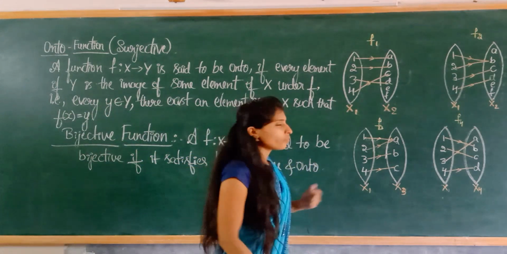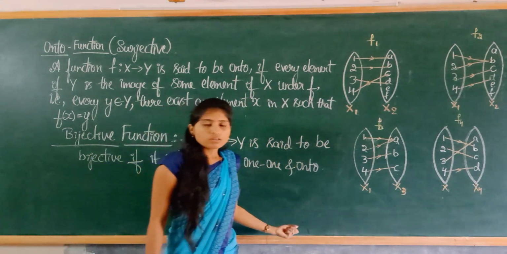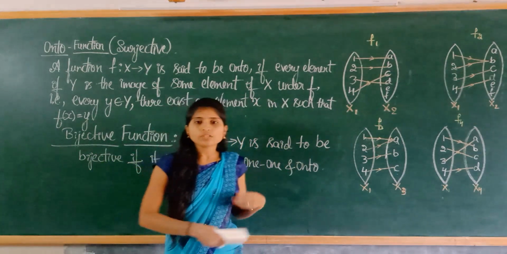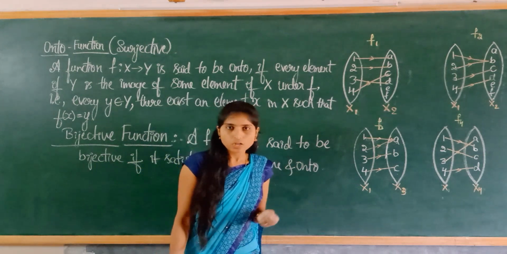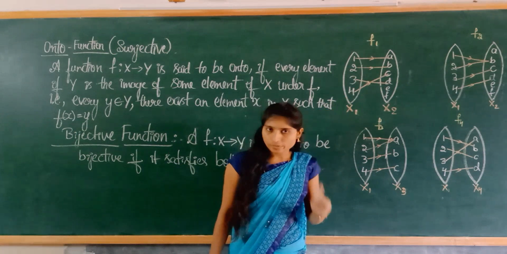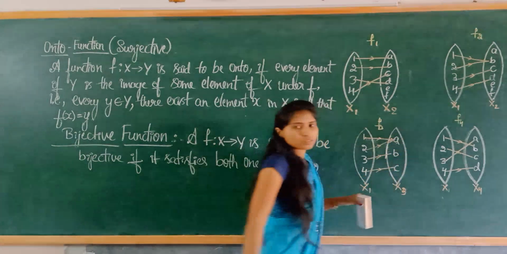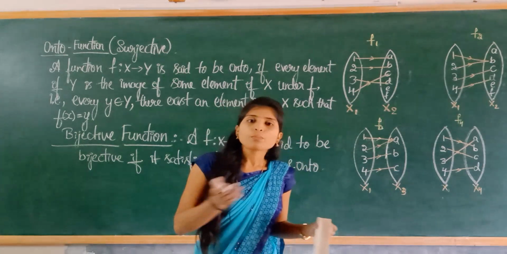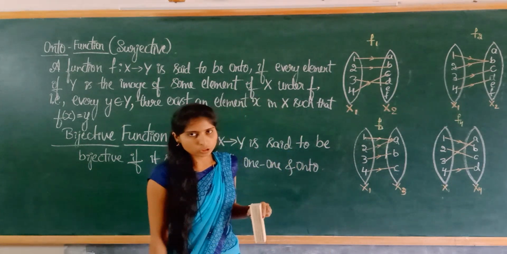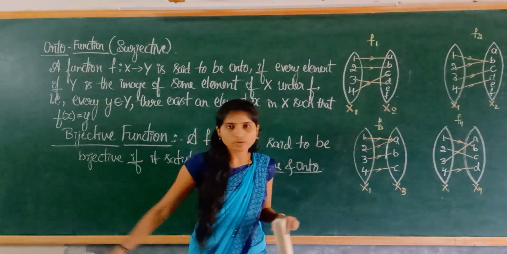For one-one, what does it mean? Each element of A has some different or unique image inside B. One element has only one image. That is a one-one function. And for onto, each element of B should have some pre-image, right? And no element should be left. So when both one-one and onto conditions are satisfied, that is bijective.